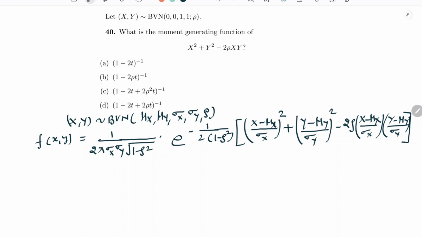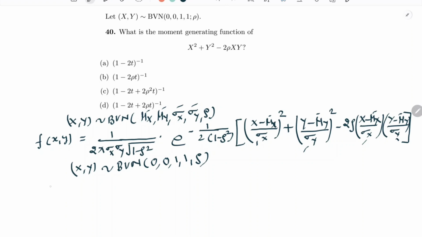If we put mu x 0, mu y 0, sigma x equals 1, sigma y equals 1, then we say that X, Y follow a bivariate normal distribution with parameters 0, 0, 1, 1, rho. So in the place of mu, we put 0. In the place of sigma x, we put 1. Here 0, here 1. 0, 1, 0, 1.